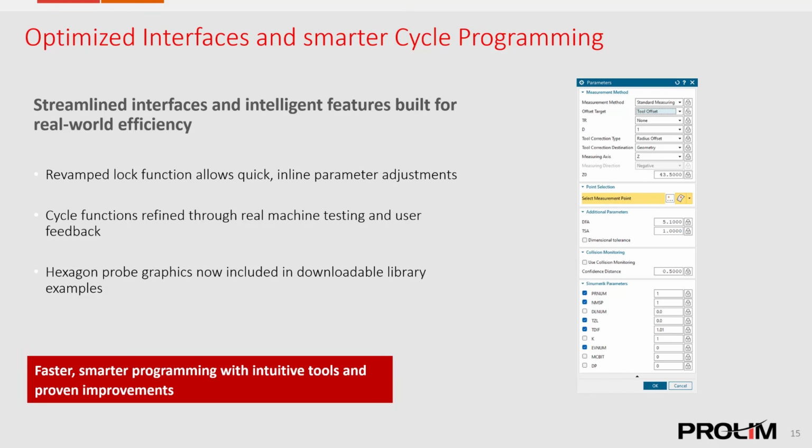Siemens also expanded support content for Hexagon tool probe. Graphics are now included in the library examples and can be downloaded directly through the cycles package. This helps users better visualize and configure their setups. So altogether, these updates make the system more user-friendly, more efficient, and better adapted to real-world examples, whether you're setting up a new cycle or optimizing an existing one.